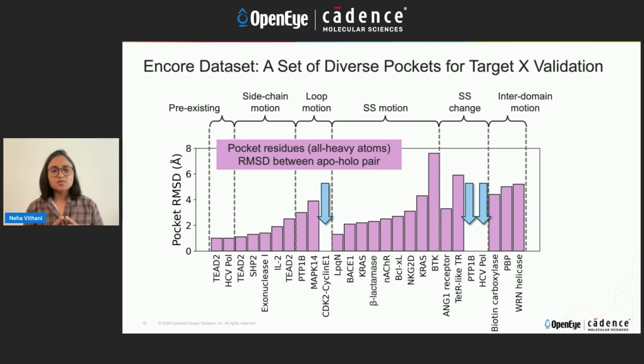For 3 examples, we could not calculate pocket RMSD because a large part of pocket lining residues had missing electron density in the holo structure, implying that these pocket residues are disordered in the holo structure. We call these pockets order to disorder transition types.